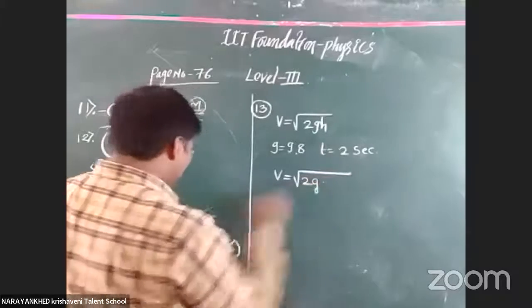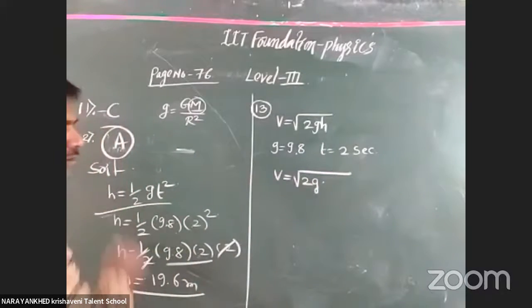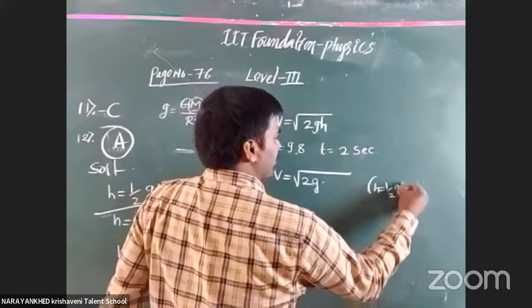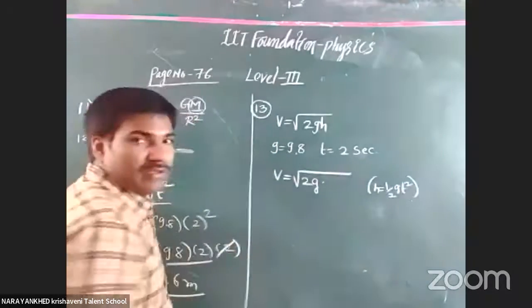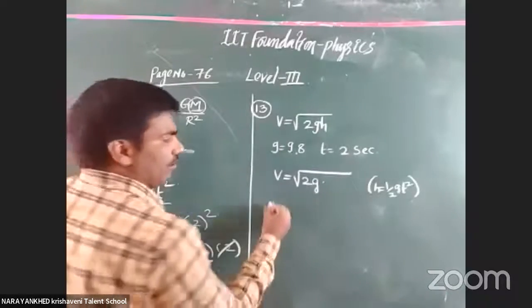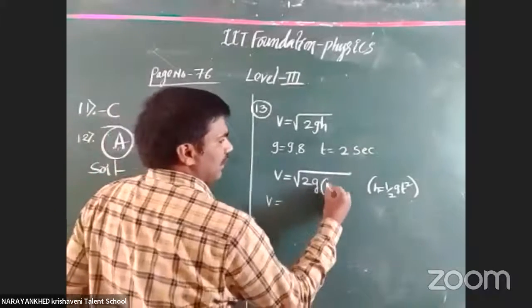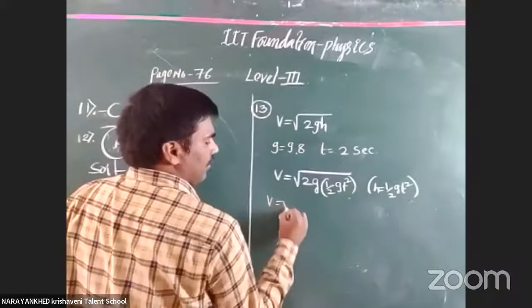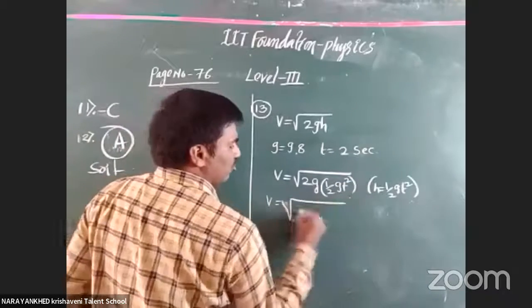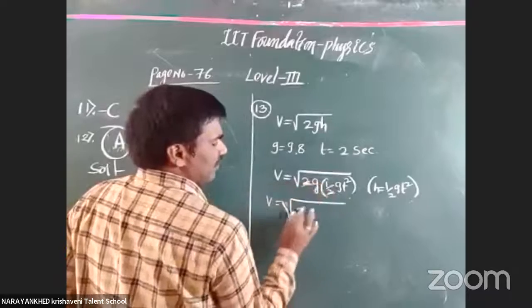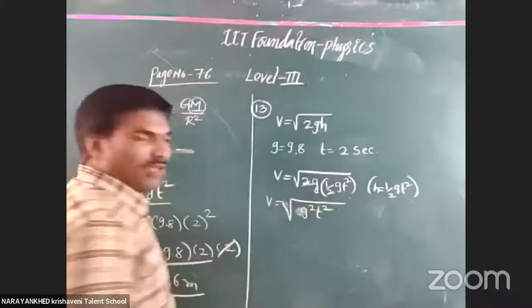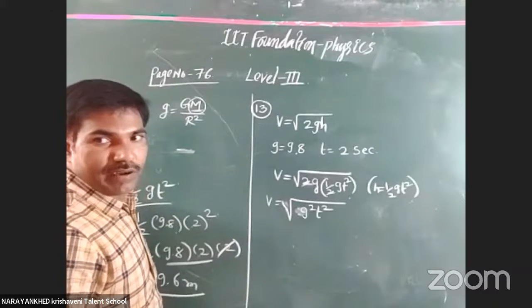Now write the formula. h equals what we have here? h equals half g t square. Written here or not? Now v equals, taking h as half g t square in the formula, under root of 2g times half g t square. The 2 cancel each other, and we get g square and t square. Clear or not?